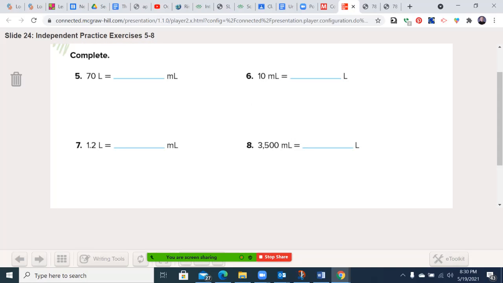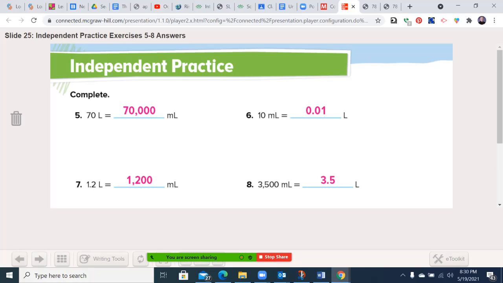Go ahead and do numbers 5 through 8. Pause the video and unpause it when you're ready. Welcome back. Let's see how you did. Liters to milliliters is times 1,000, so 70 times 1,000 is 70,000. Milliliters to liters is divide by 1,000, so 1, 2, and then next is 0, 0.1.